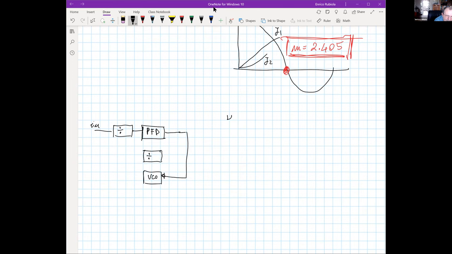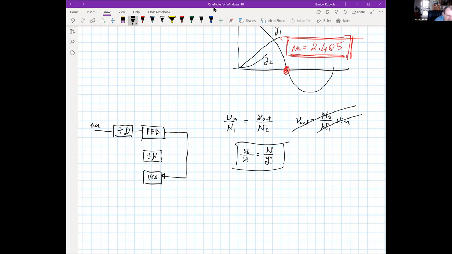So nu in, let's say N1, N2. So nu in divided by N1 equal nu out divided by N2. So nu out equals N2 over N1 times nu in. So better writing, and this is the denominator, and this is the numerator. So trash this, and you have nu output over nu in equal numerator over denominator. Then this is a nice way to write a fraction.